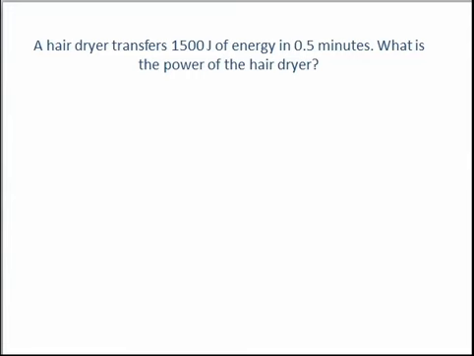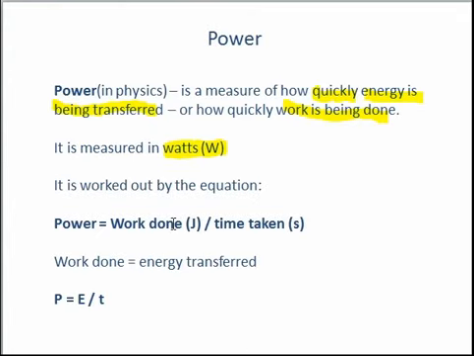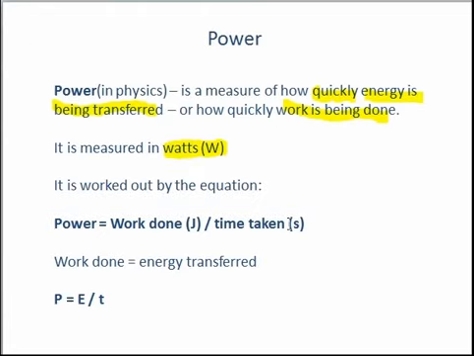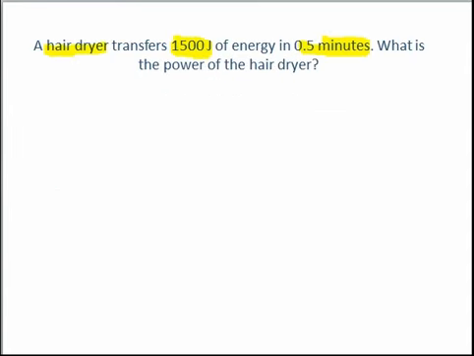So here we've got an example of a question. A hairdryer, so as I said it was an electrical object, transfers 1500 joules of energy in 0.5 minutes. What is the power? So quickly, let's look at our units. We have 1500 joules. That's correct. We want our work done to be in joules. We have 0.5 minutes, which is not correct because our time taken should be in seconds. And so we need to convert this.